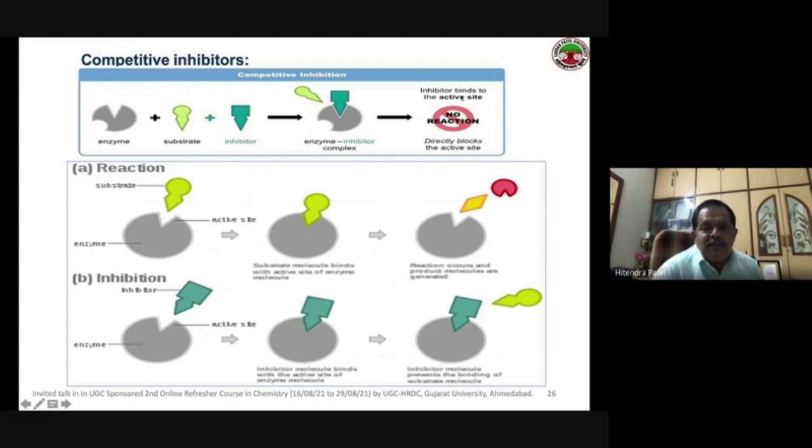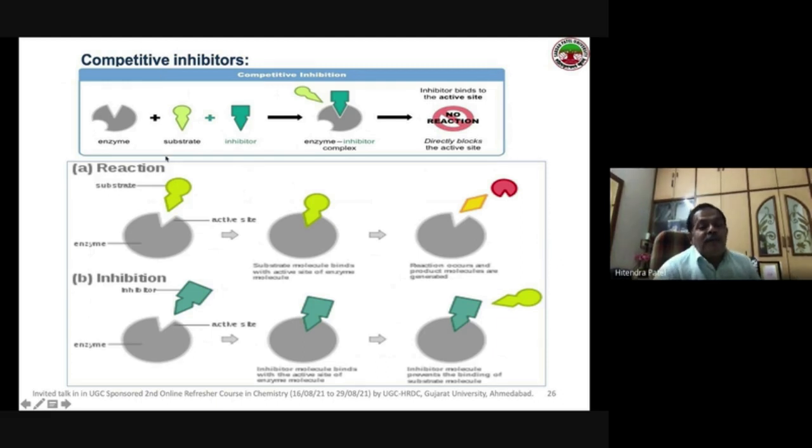So the inhibitor binds to the active site. You can see the active sites where the inhibitor is bound, right? That's why no reaction happens. Directly it blocks the active sites. Whatever active sites we have are already blocked. So that is called a competitive inhibitor, right?